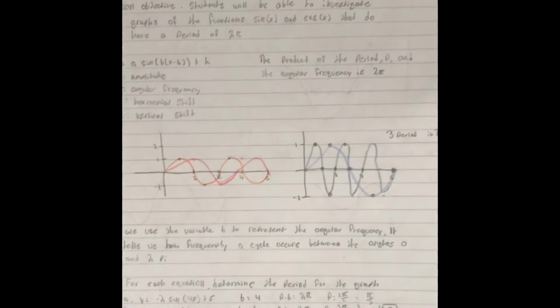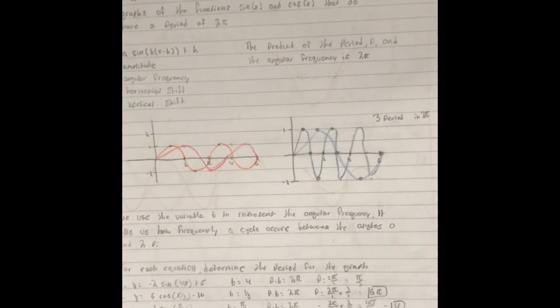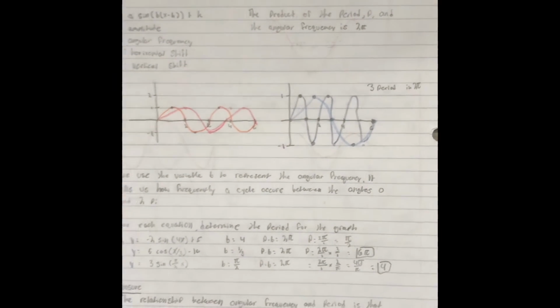For day 8, we investigated the graphs of the functions sine x and cosine x. They do not have the period of 2 pi. Right here, there's a couple examples also.